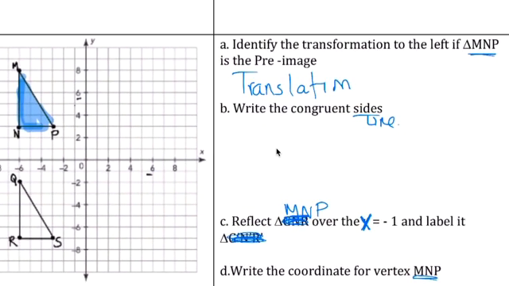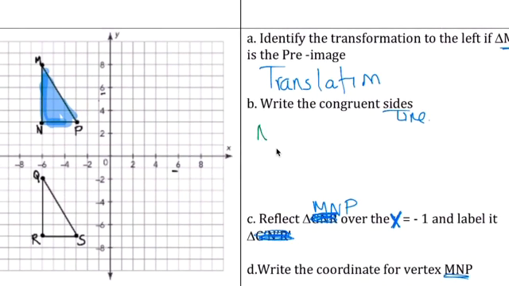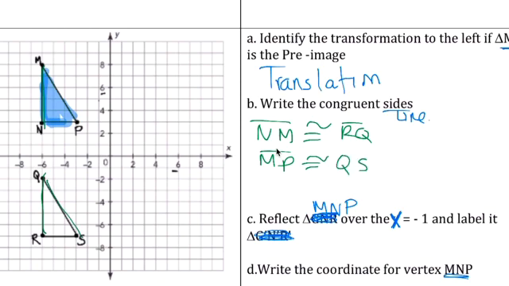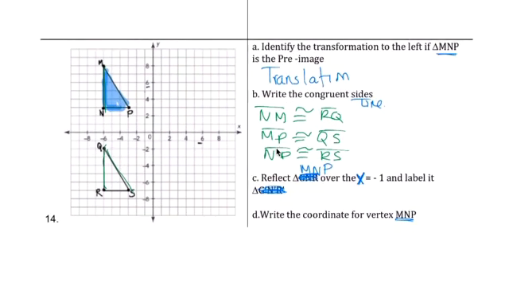Congruent sides. Sides are lines, so let's do N to M is congruent to R to Q. M to P is congruent to Q to S. And then N to P is congruent to line segment R to S. Okay.